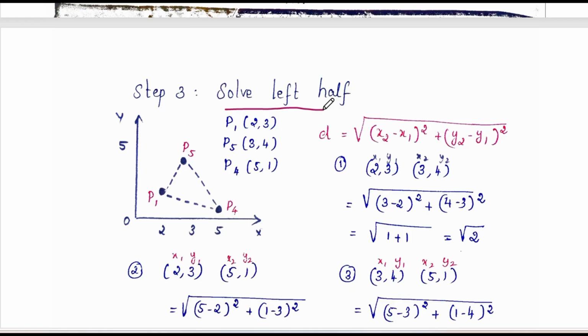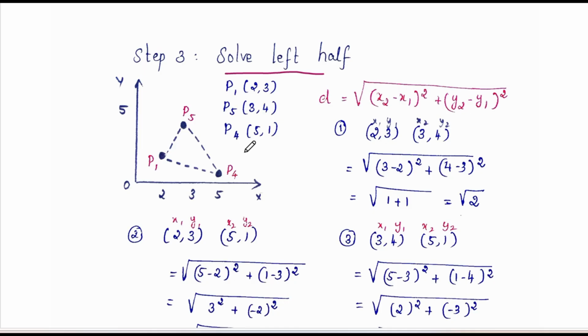Then step 3, solve the left half and solve the right half and combine both. This is the basic principle behind divide and conquer, right? Solving the left half, the points lie in the left part. Only 3 points are on the left side, P1, P5, P4. Then find the shortest distance among those points. Initially we calculate P1 to P5, then P5 to P4, then P1 to P4. We find the distance using the formula: root of (x2 minus x1) the whole square plus (y2 minus y1) the whole square.